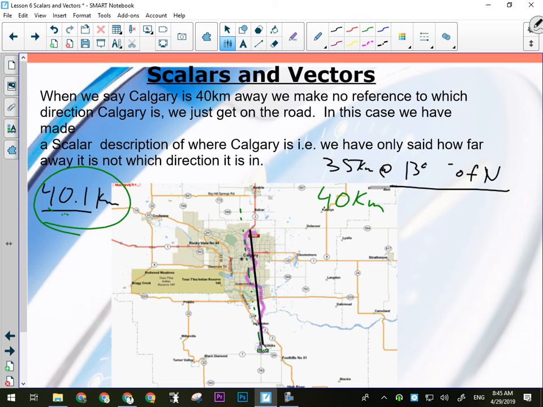How do I know it's west of north? Because it's a little bit west of north. This would be north, that would be straight north. This is a little bit west of it, about 13 degrees or so. So that's giving me a vector description. It isn't any more accurate than the distance was, but it does give me an extra piece of information. And that is what direction I would have to go if I could actually physically travel in a straight line from the center of Okotoks to the center of Calgary.